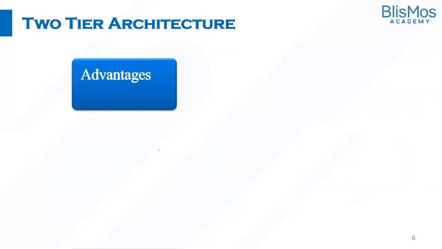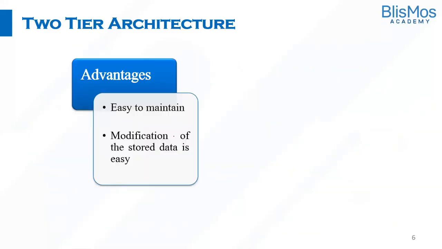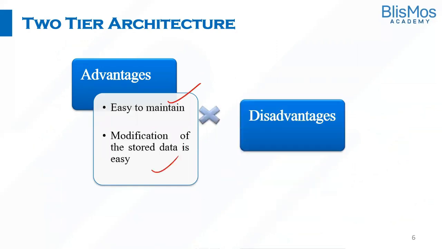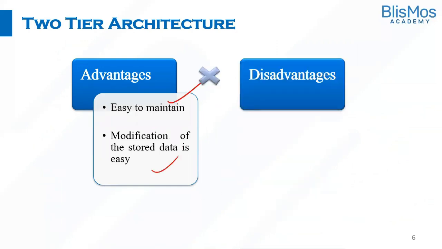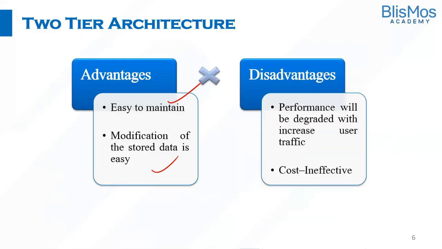In terms of advantages, two-tier architectures are easy to maintain. Modification of the stored data is easy, and obviously it will have disadvantages. To some extent, there is a performance issue. Performance will be degraded if the number of users accessing the data warehouse is more. It is also to some extent cost ineffective as compared to the three-tier architecture.